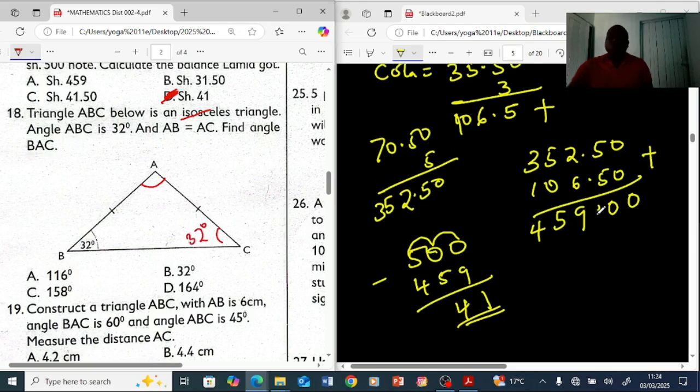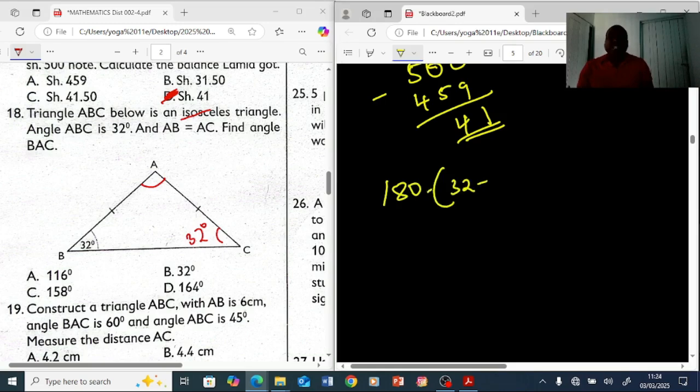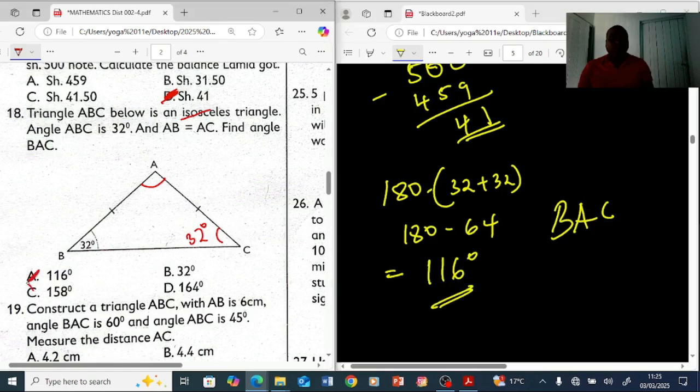Therefore, to get the remaining angle, the sum of angles in a triangle add up to 180. So it is 180 minus 32 plus 32. So 180 minus 64 will give us the angle BAC, which is going to be 116.